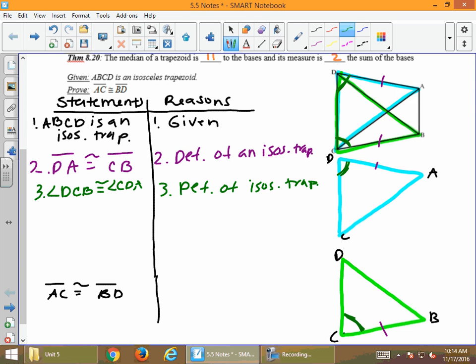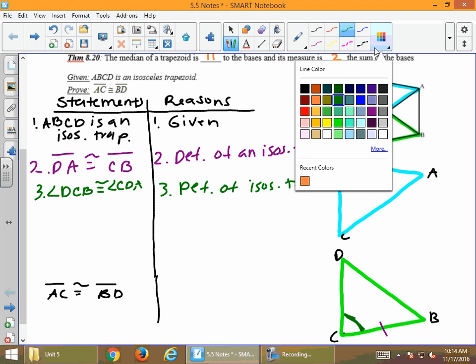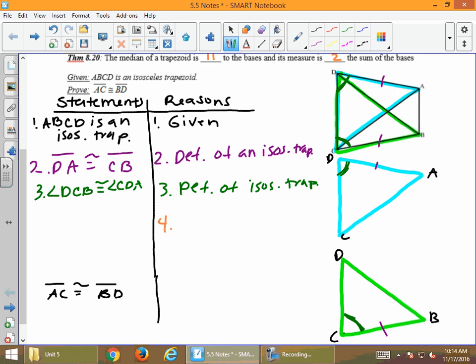See, what is number 3? Reason set? Definition of isosceles trapezoid. Yeah, they're sharing side DC. Well, what did we always say our reason is when they're sharing a side? It's a reflexive property. Whenever they're sharing a side, it's a reflexive property. And you just say that side's congruent to itself.